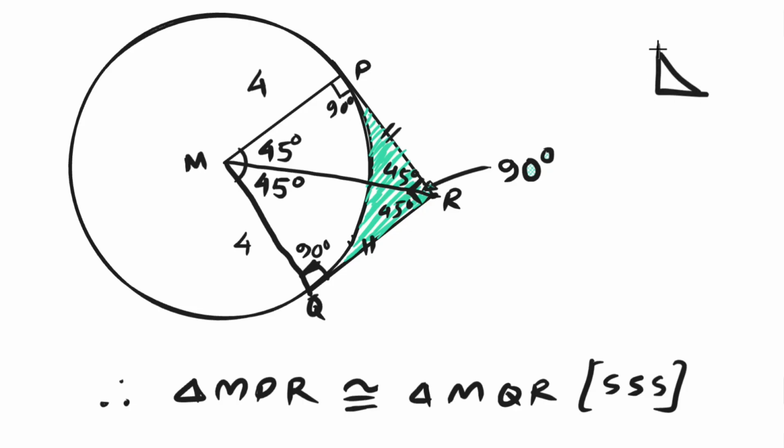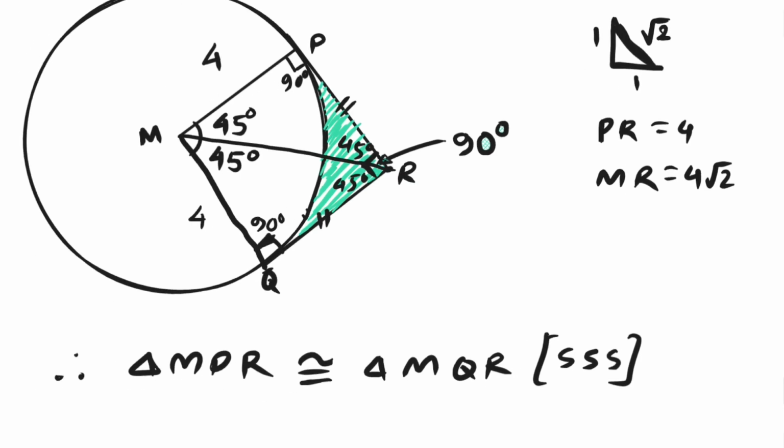Now let's remember a special property of this triangle. If each leg has length 1, then the hypotenuse has length square root of 2. In our diagram, the radius MP is one of the equal legs, but its actual length is 4 instead of 1. So, we simply multiply every side of the basic ratio by 4. That gives PR equals 4, and the hypotenuse MR equals 4 multiplied by square root of 2.